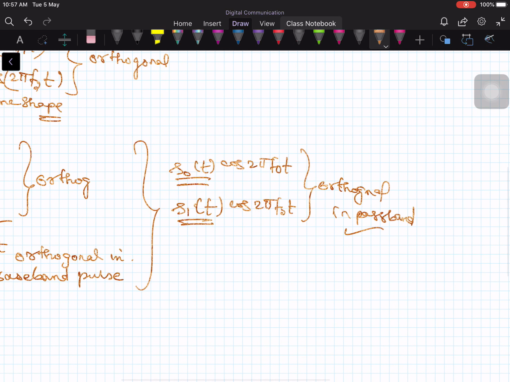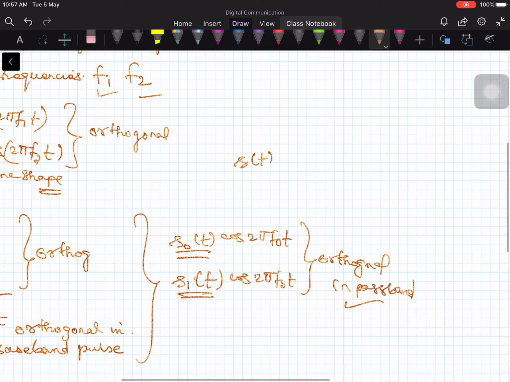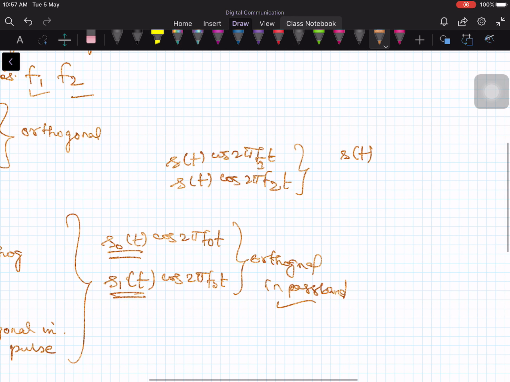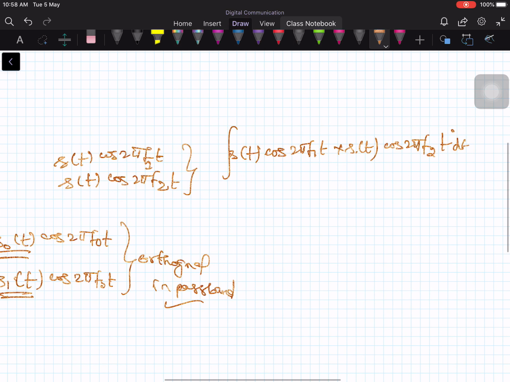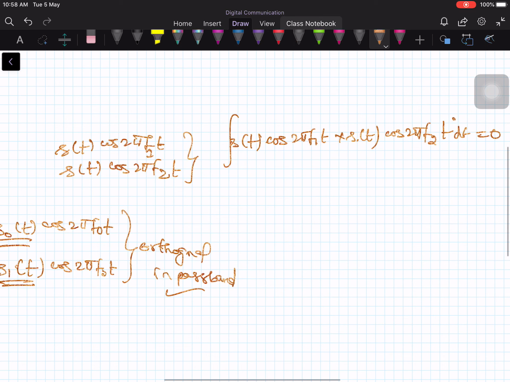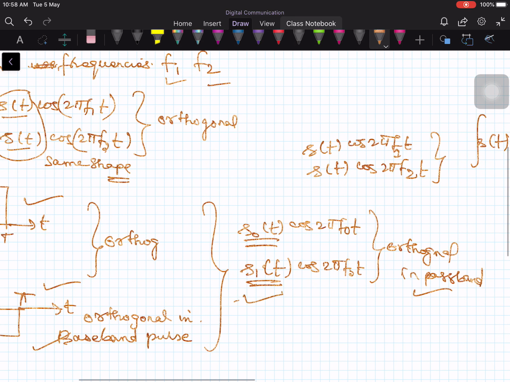Or instead of that, you can choose, as I said, s of t times cos of 2 pi f1 t, and the same s of t times cos of 2 pi f2 t, where f1 and f2 are chosen such that when you take the inner product, s of t cos 2 pi f1 t times s of t cos 2 pi f2 t, and integrate with respect to t, it is equal to 0. So you can get the orthogonality in this manner or in that manner; either way you can choose.